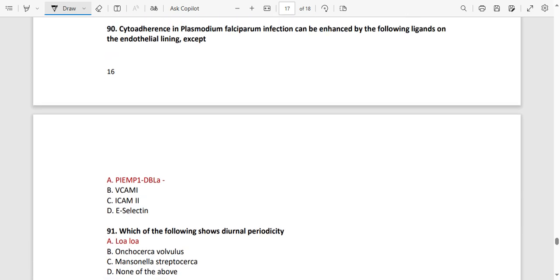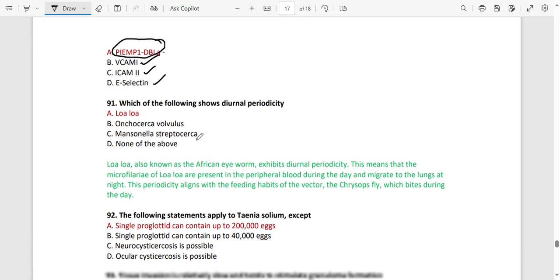Cytoadherence in Plasmodium falciparum infection can be enhanced by the following ligands. And we did mention, right? We did mention VCAM1, ICAM2, E-selectins. So except this one, which is not part of those ligands that help in cytoadhesion.